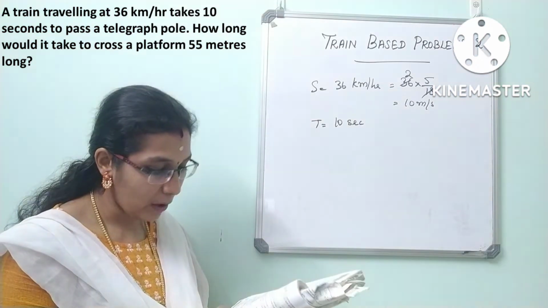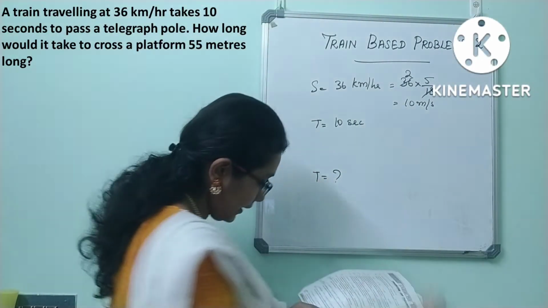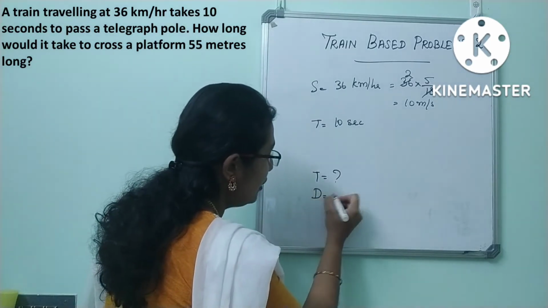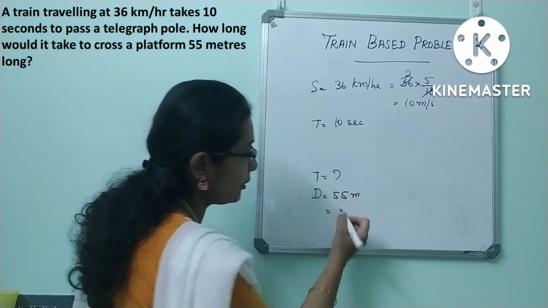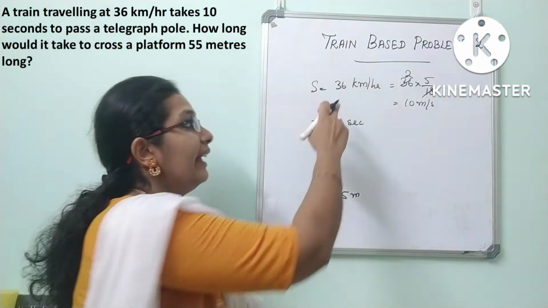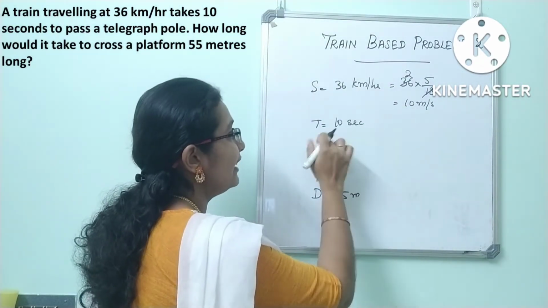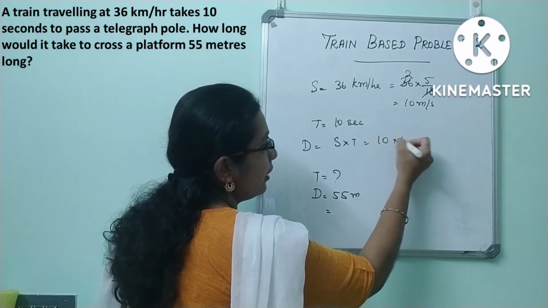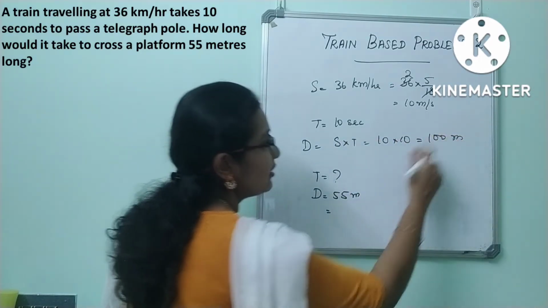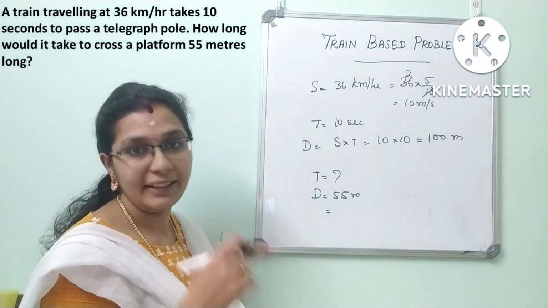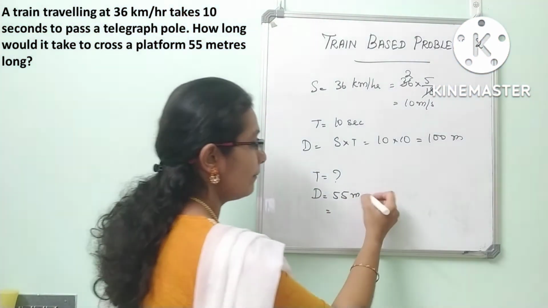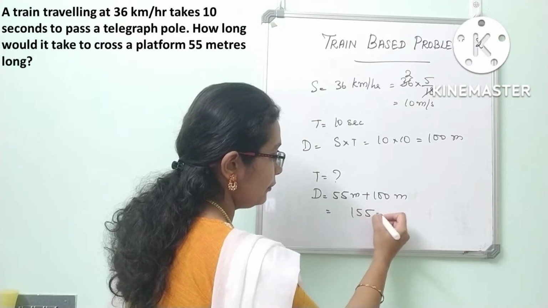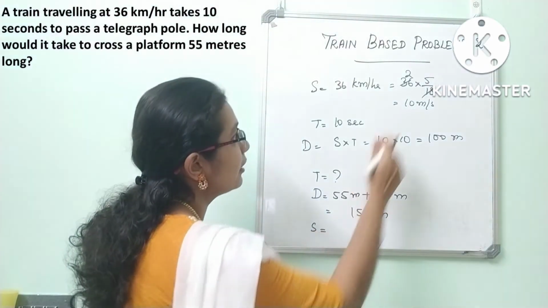Okay, how long would it take to cross a platform which is 55 meters long? So the platform's distance is 55 meters long, which means you will have to consider the length of the train too. Okay, so from here you can find the length of the train. Speed into time, which is 10 into 10, 100 meters. So this is nothing but the length of the train. So using that length here, you will get it as 155 meters and speed as 10 meter per second.